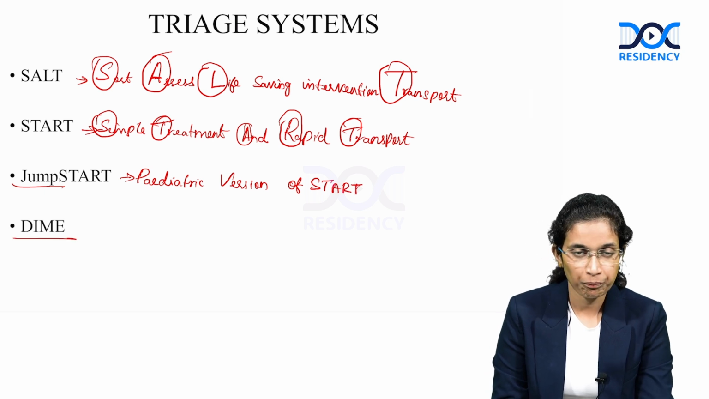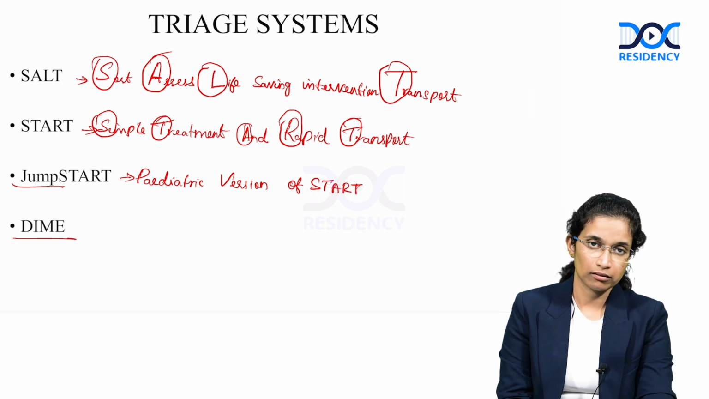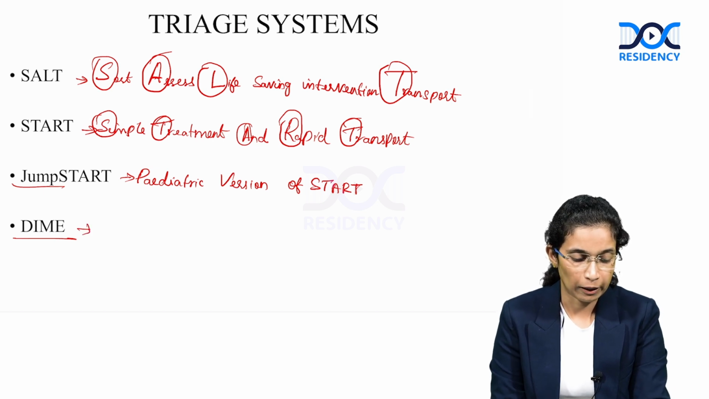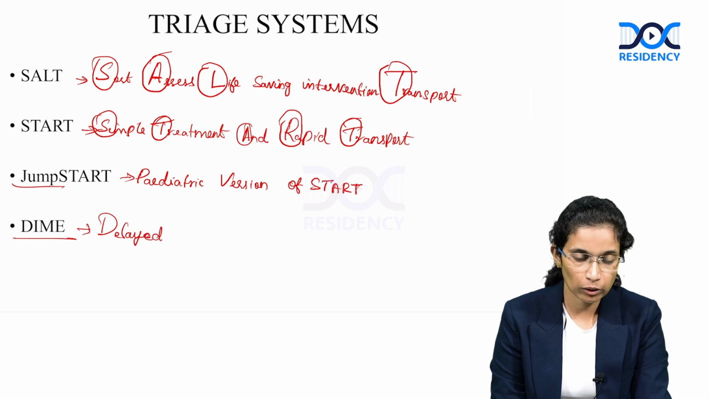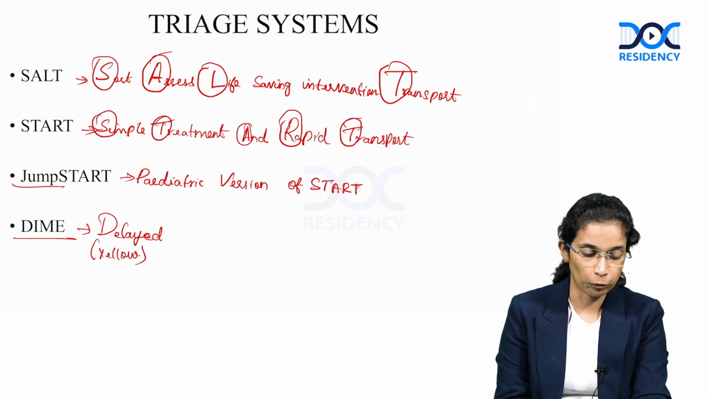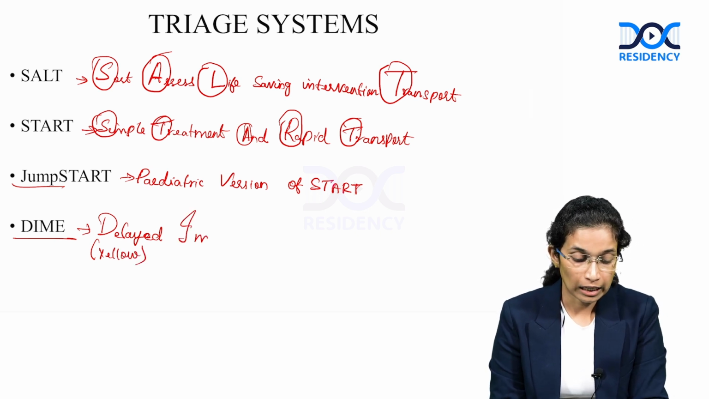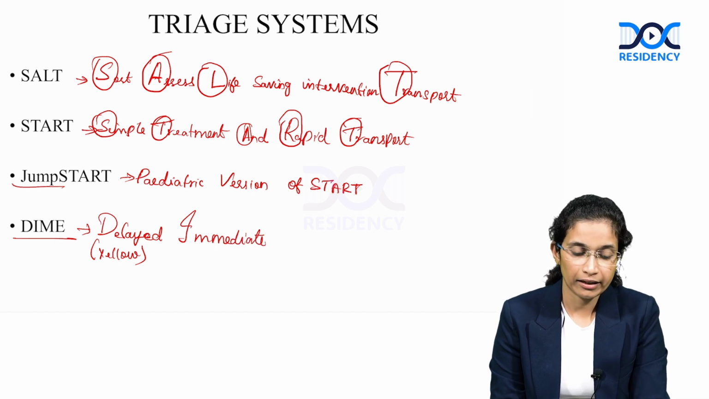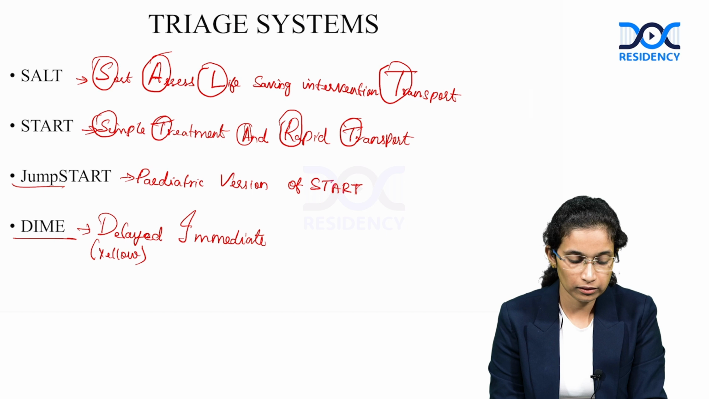And next is DIME. It's most similar to what we discussed, red, yellow, green. D is for delayed, which means definitive interventions can be delayed. This is yellow, so delayed patients come under yellow. I is immediate, the patients requiring immediate interventions. This comes under the red category.